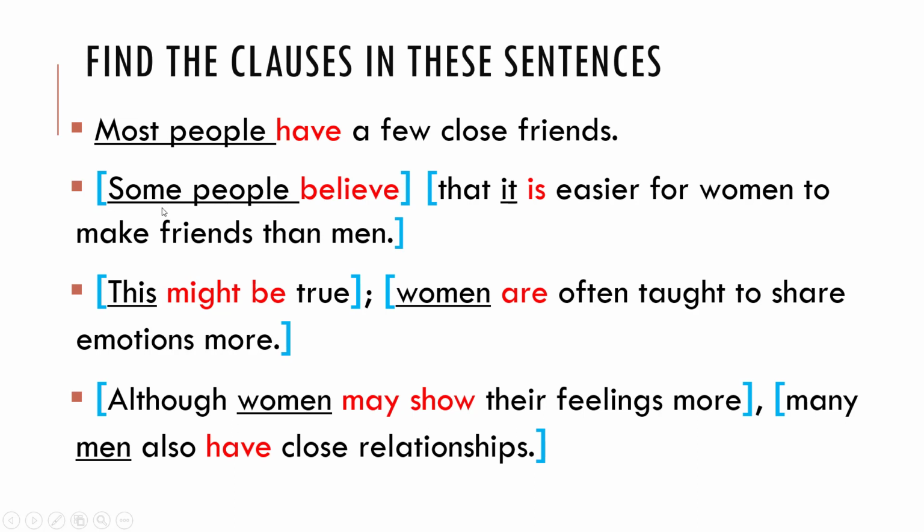Down here, it says some people believe that it is easier for women to make friends than men. So in this sentence, we have two subjects, some people and it, and two verbs, believe and is. These other sentences also have two subjects and two verbs. Therefore, they have two sets of clauses in them.